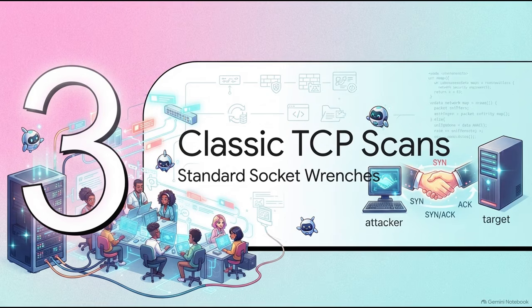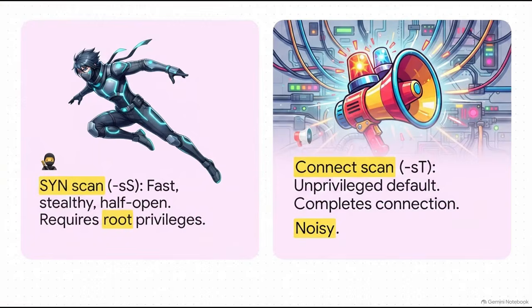Section 3. The classic TCP scans. So let's compare our primary options here. The SYN scan, which you execute by adding the -sS flag to your Nmap command, is your absolute go-to. It's incredibly fast and super stealthy because it's a half-open scan. It sends a SYN packet and waits for a response, but it never actually completes the connection. The catch? It requires root privileges.